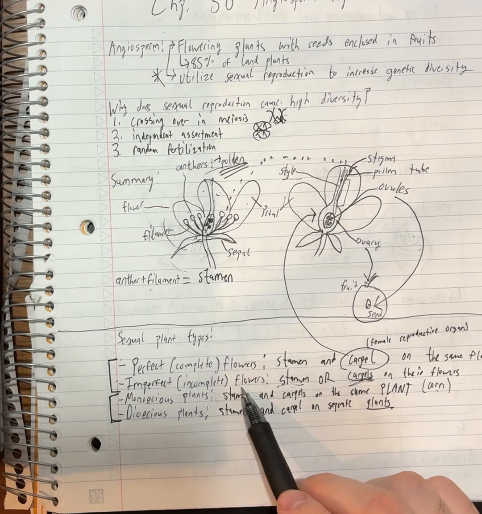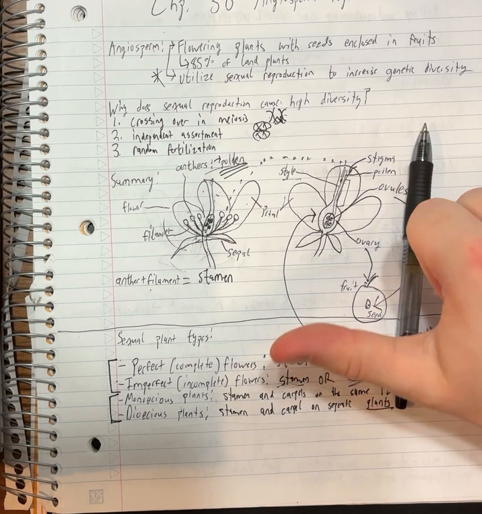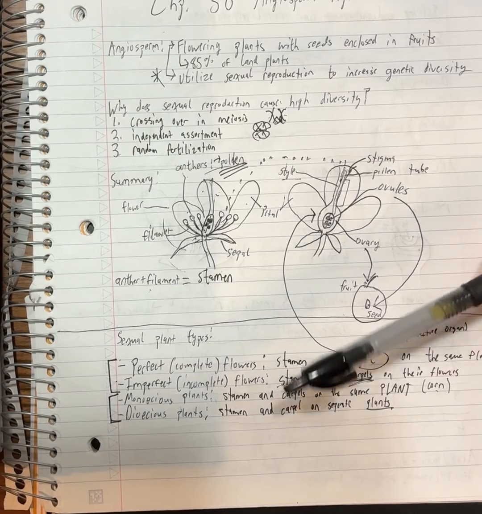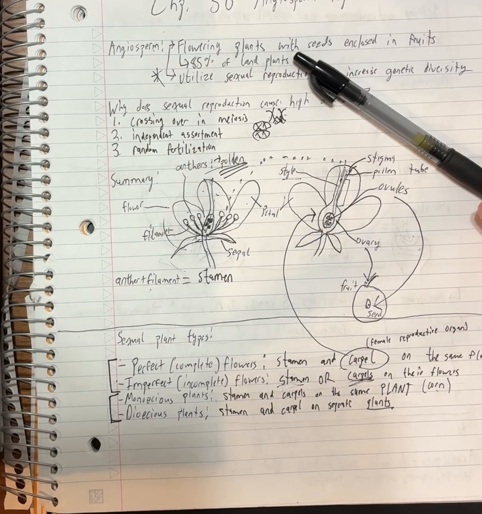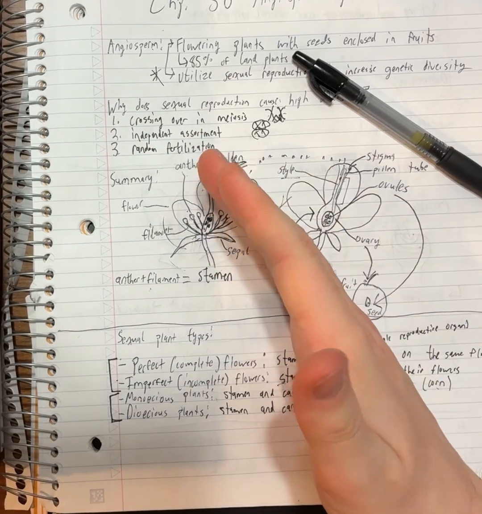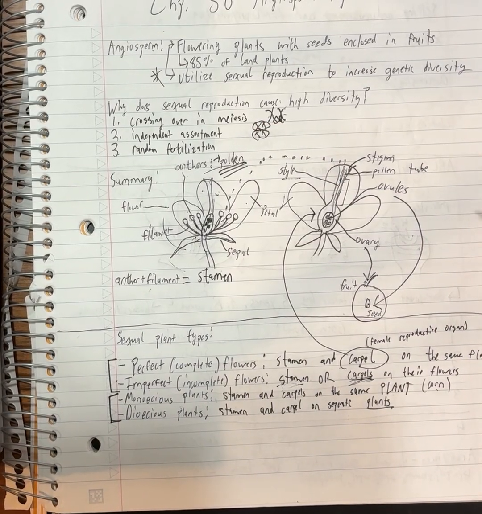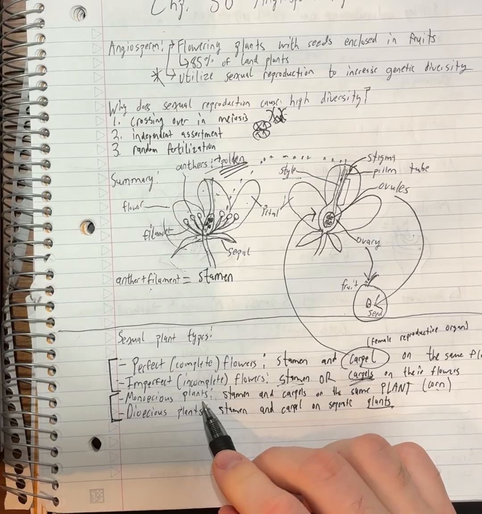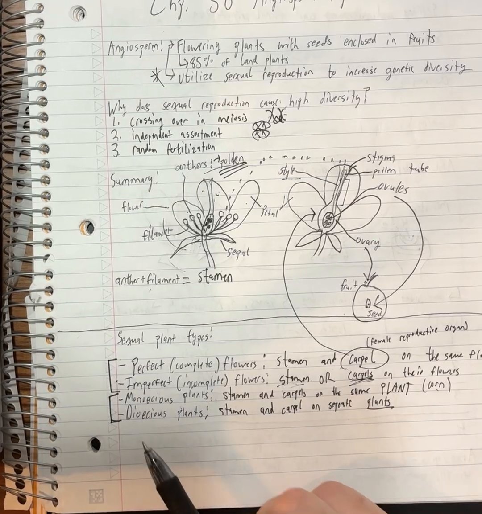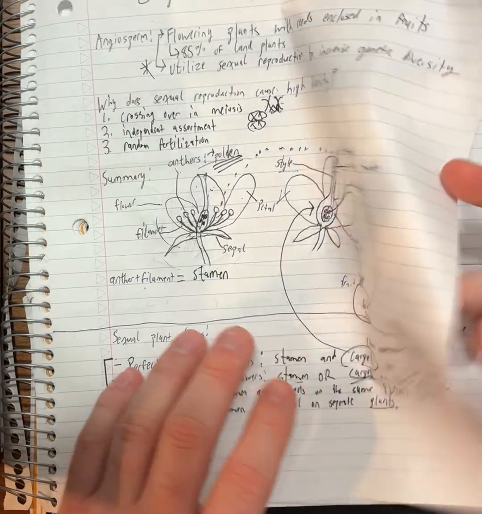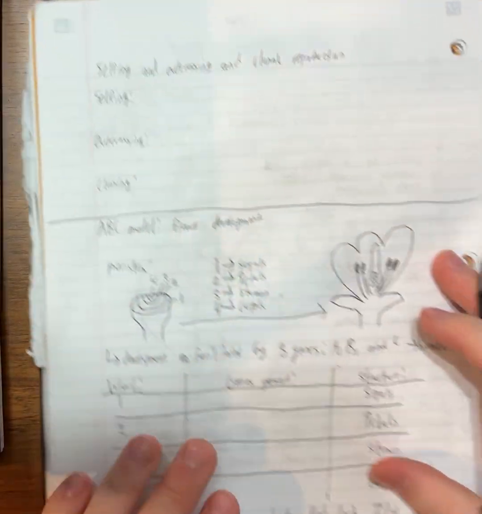Because remember, imperfect flowers means that my flower has either stamen or carpel. And then dioecious plants means that I have one plant that has stamen and one plant that has carpels. But you could, for example, have a monoecious plant that has imperfect flowers. It could have male and female flowers on the same plant. So that's the sexual plant types.